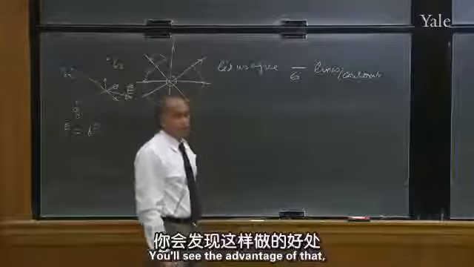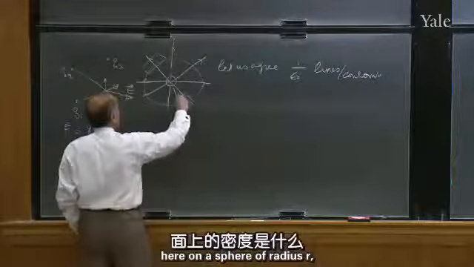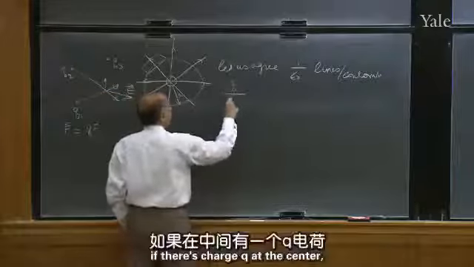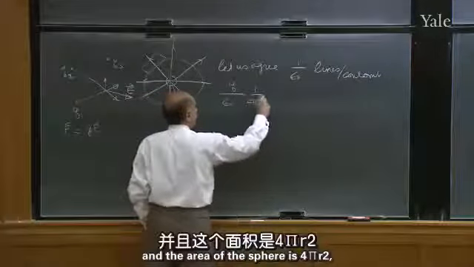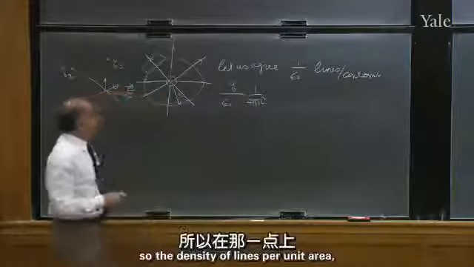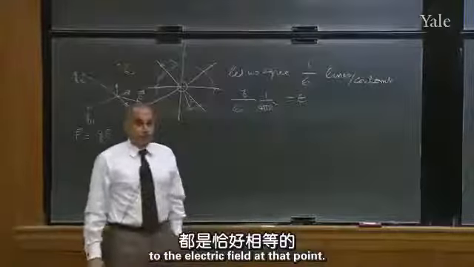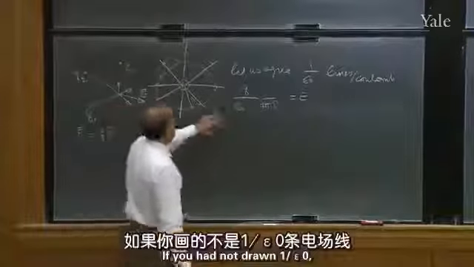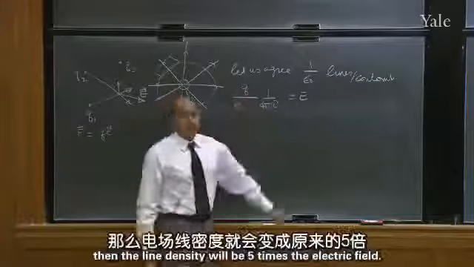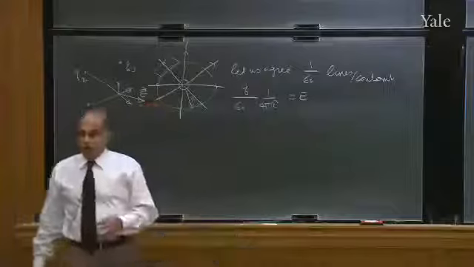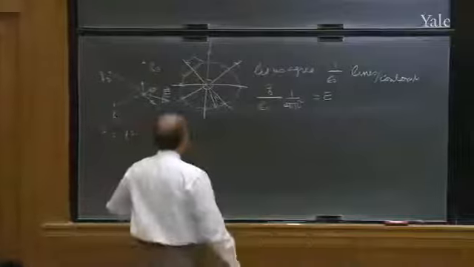You'll see the advantage of that, because if you ask what's the density of lines here on a sphere of radius r, if there's charge Q at the center, I got that many lines, and the area of the sphere is 4 pi r squared. So the density of lines per unit area, you see, is precisely equal in magnitude to the electric field at that point. If you had not drawn 1 over epsilon 0, but maybe 5 over epsilon 0 lines, then the line density will be 5 times the electric field. It will still represent the electric field, but we don't want it to simply represent it. We want it to be the electric field. It makes it easier. Okay.